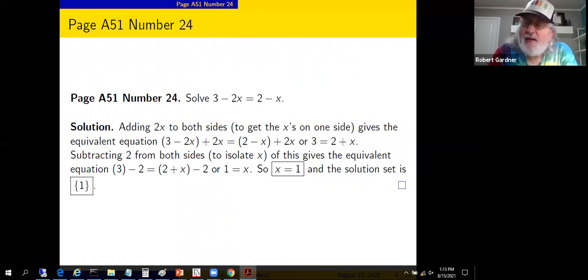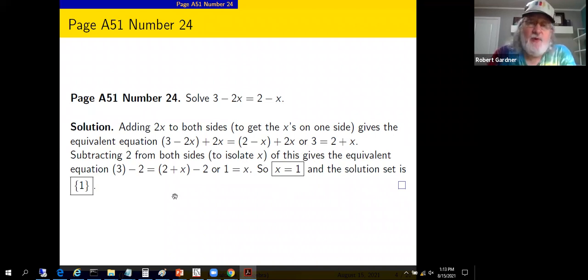Still following the strategy of get x by itself. What's in the way here of this 2? Well, let's subtract 2 from both sides. And then on the right-hand side, you'll simply have x. On the left-hand side, you'll have some numbers, and those numbers equal x. So subtract 2 from both sides with the strategy of isolating x.